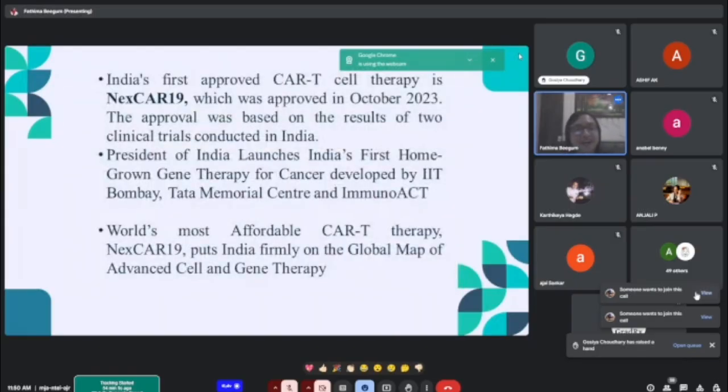And coming to India's first approved CAR T cell therapy, it was approved in October 2023, and that is known as NexCAR19, and it costs 40 lakhs. It is actually somewhat less costly when compared to other therapies, because other therapies cost 4 lakh dollars. The expense is due to its complex manufacturing process and research process. The President of India launched the first homegrown gene therapy for cancer, developed by IIT Bombay, Tata Memorial Centre and ImmunoAct, and that is NexCAR19.